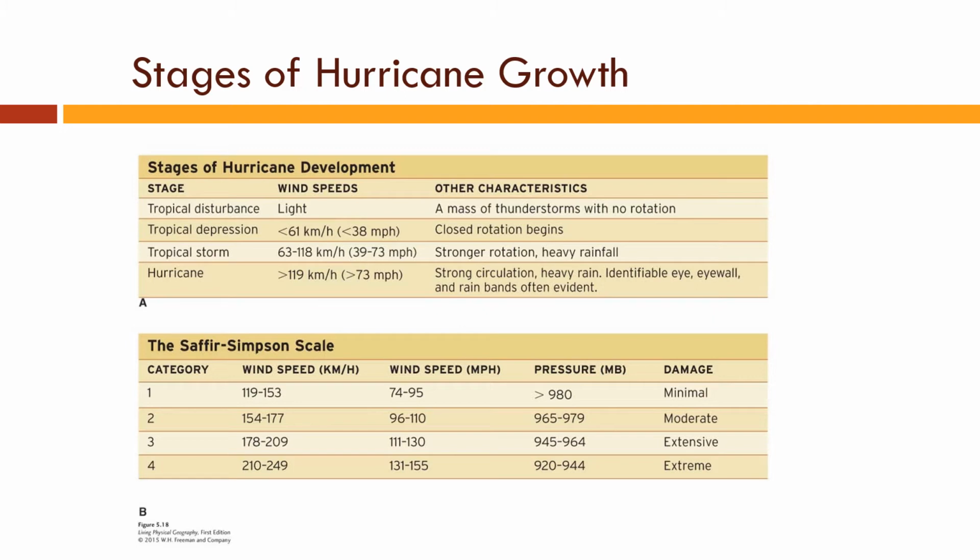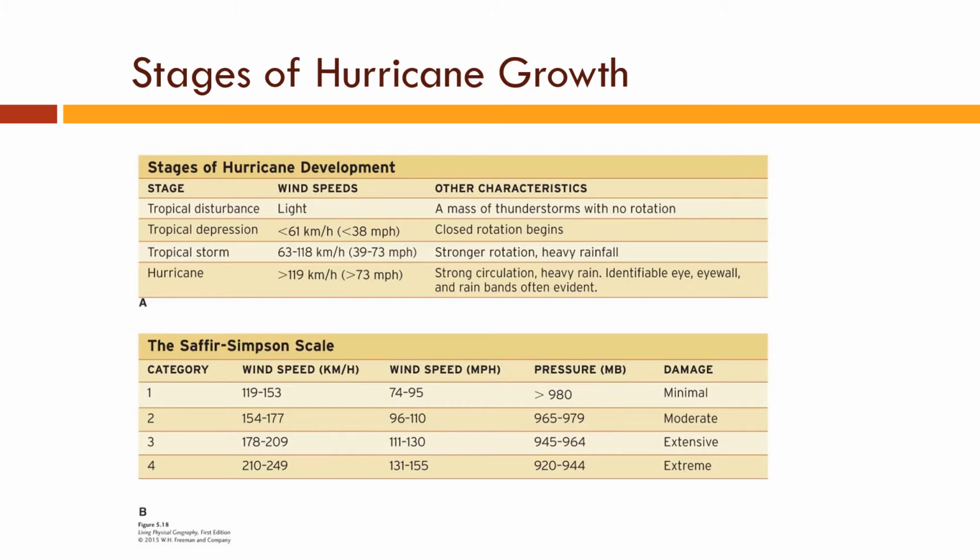Then, if it continues to develop and get stronger rotation, it starts to really rain, we've reached stage 3, which we call a tropical storm. This is the point at which they will start assigning names to the storms. The wind speeds for it to be a full-fledged tropical storm have to be somewhere between 39 and 73 miles per hour. Once those winds hit 74 miles per hour, we call it a hurricane and we are off to the races. This is the point at which we start categorizing it.